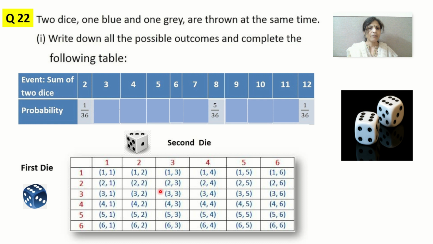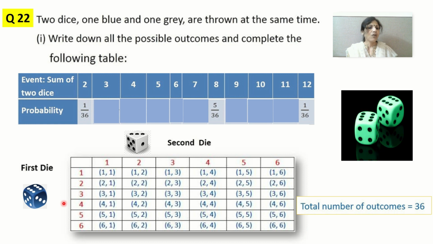Then second possibility is first die may have 2 at the top and the grey die will have 1 at the top. So 2, 1, 2, 2, 2, 3, 2, 4, 2, 5 and 2, 6. And in this way you can complete the table and you will find that the total possible outcomes are 36. So when you throw two dice together, total number of possible outcomes is equal to 36.